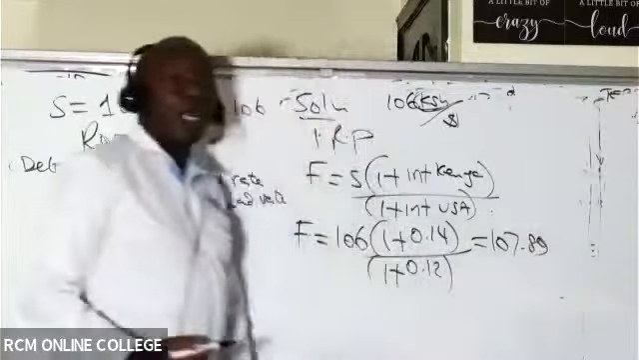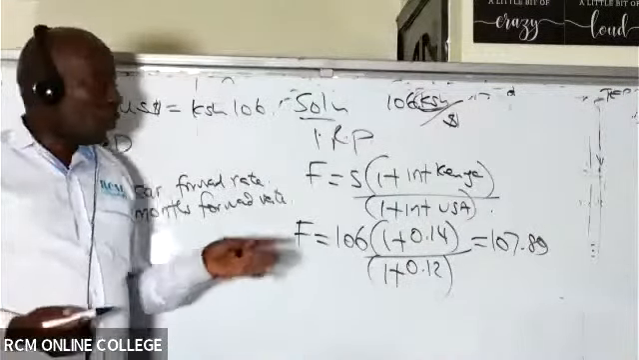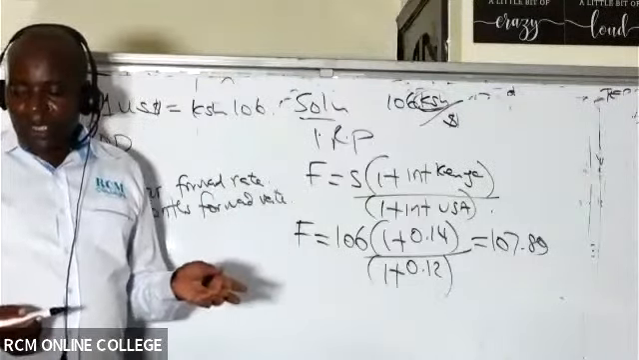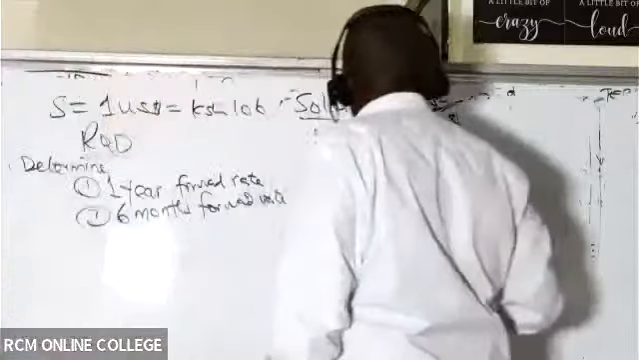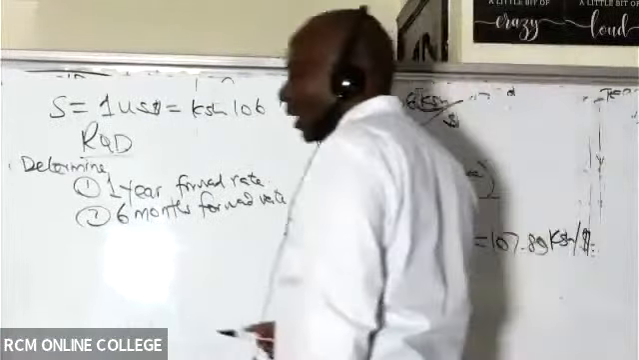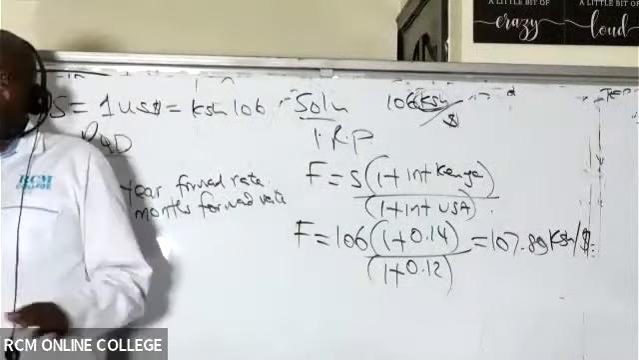This is where you will lose a mark: you're not telling me the currency involved. It cannot be 107.89 goats. It's 107.89 Kenya shillings per who? Kenya shillings per dollar.